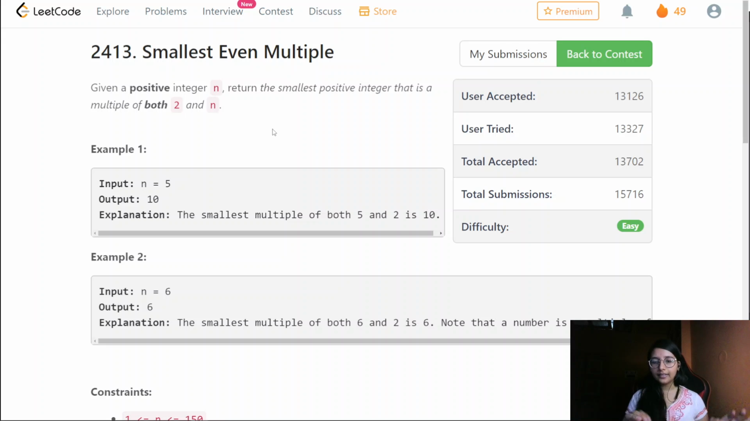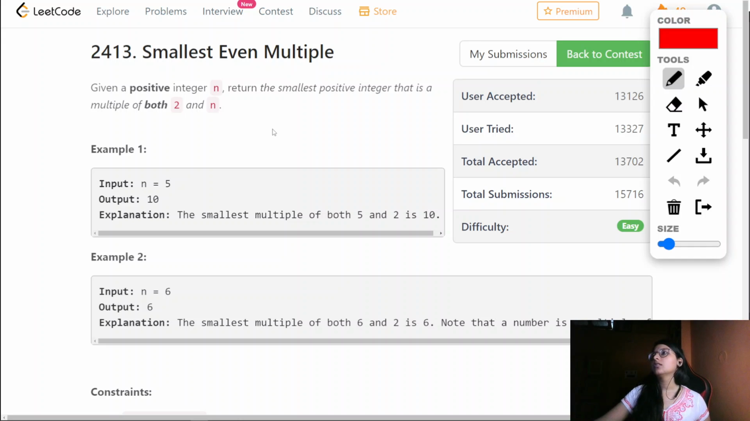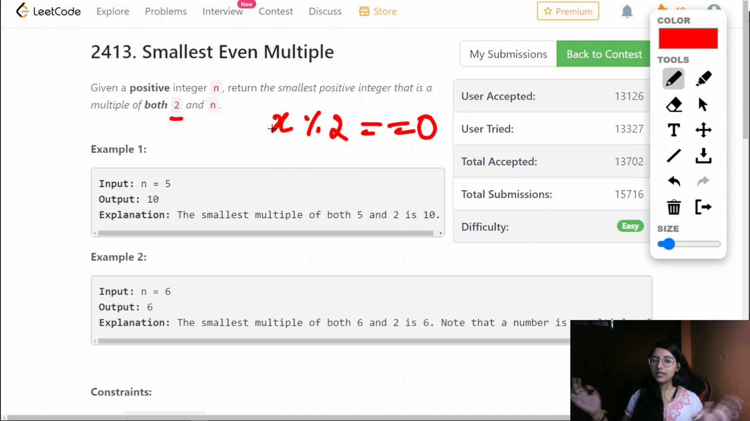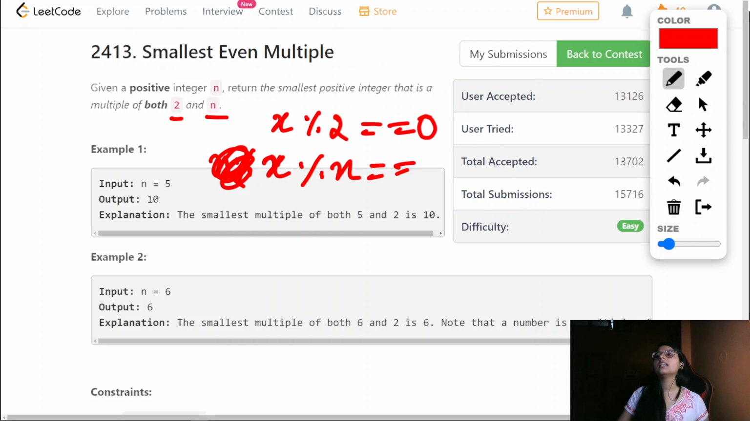So the thing is that when a particular number is a multiple of that particular number and also of 2, how do we get that number? So let me explain to you. See, when a particular number is a multiple of 2, say that number is x, when we do modulo of that, it will return 0, right? And then that x is basically a multiple of n. Then in that particular scenario, the result would be the same.